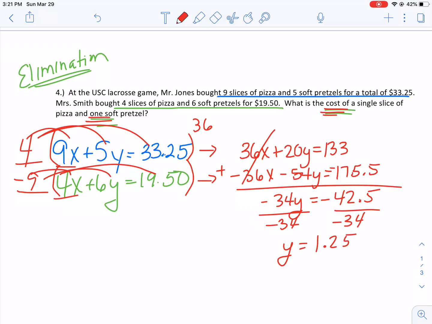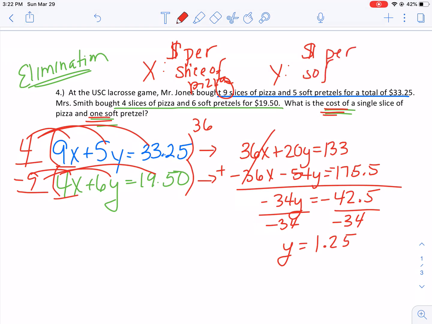By the way, defining what our x and our y are. If Mr. Jones bought 9 slices of pizza, x is not the number of slices, it's the price per slice of pizza. And y is going to be the price per soft pretzel. I probably should have done that before. But so we have y equals 1.25. Okay, well, let's go and find out what our x is.